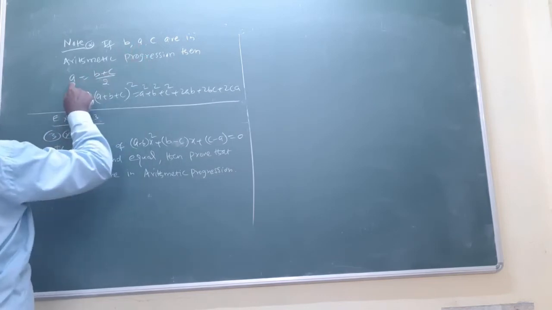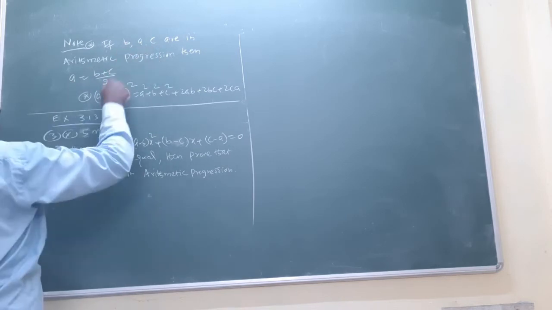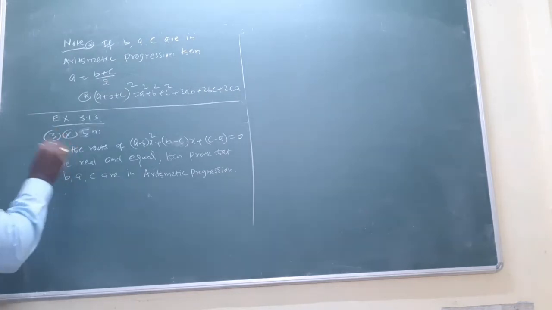The middle term is equal to the average of the other two. That means what? (b plus c) by 2, adding both divided by 2. This is the formula: the middle term is equal to the sum of the first and last term divided by 2, then the terms are in arithmetic progression.